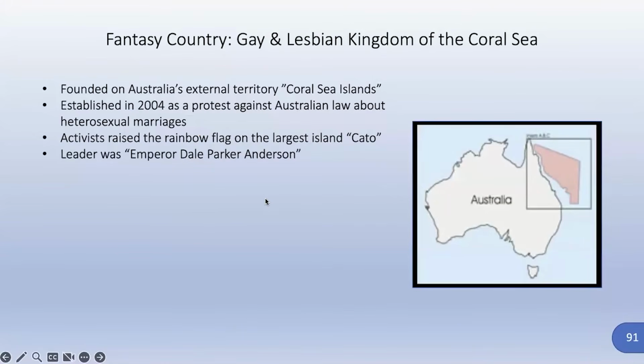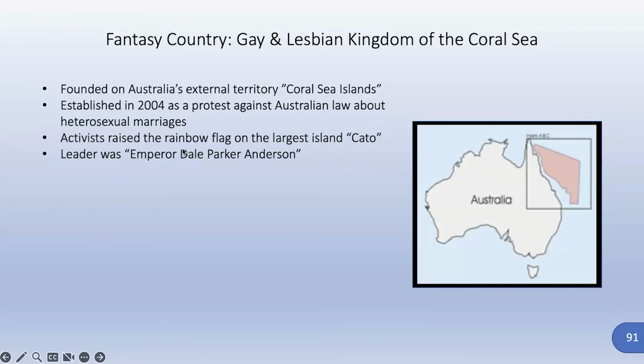Here we have another, this is a bogus, a fantasy country, the Gay and Lesbian Kingdom of the Coral Sea. And this is their map. This is where they define their kingdom to be. Founded in Australia's external territory, in 2004. In this case, it was a political protest.